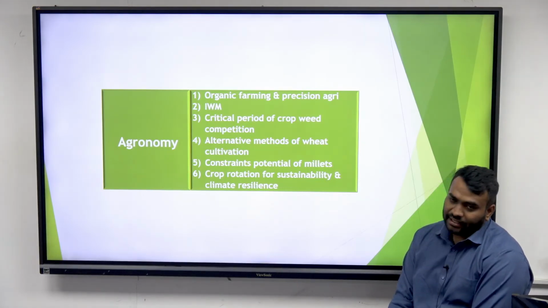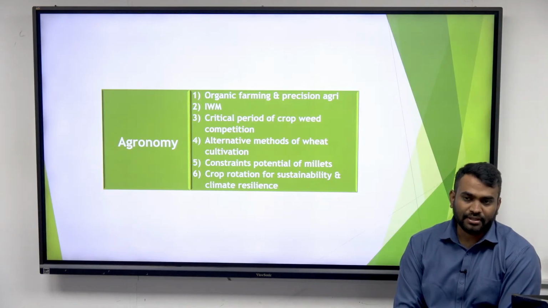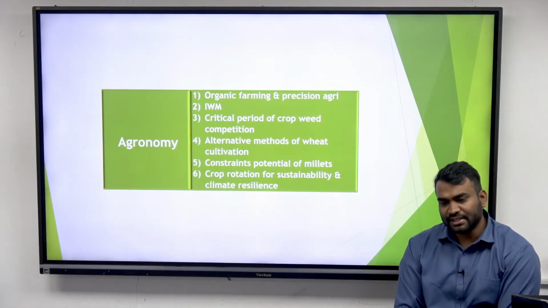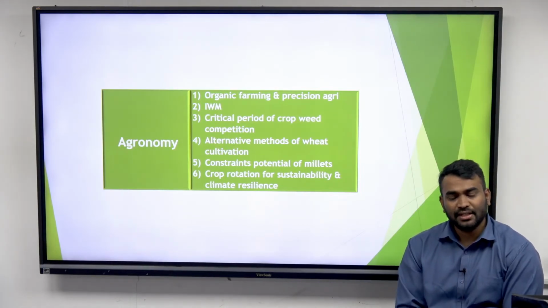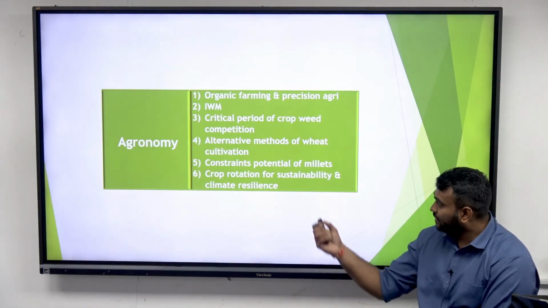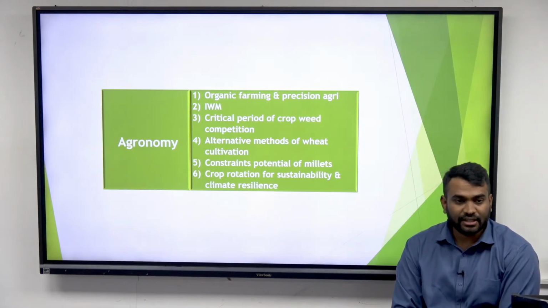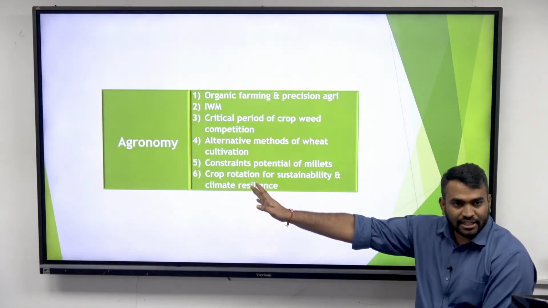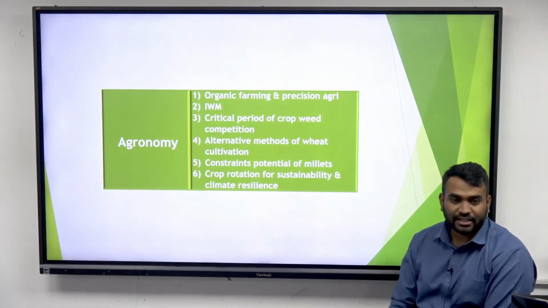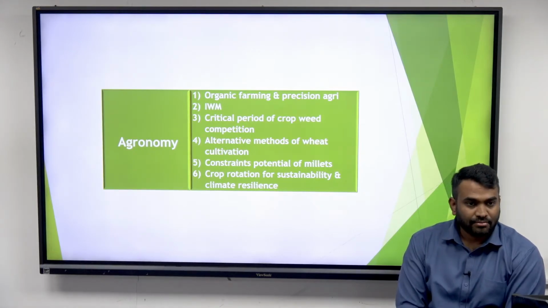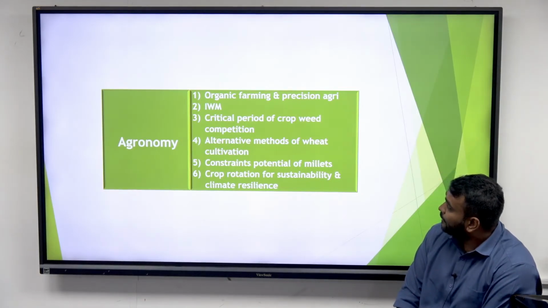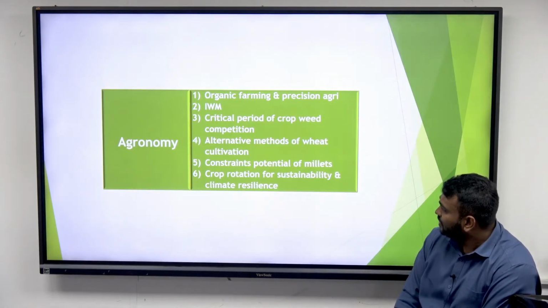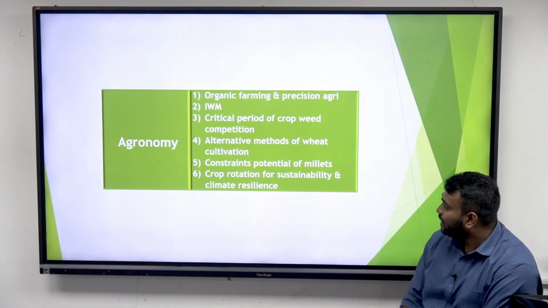So the next one is crop rotation. If you look at every year's question paper, at least one question on the fundamentals will be there, for example crop rotation, tillage, or intercultivation. One specific basic question will be there, and the rest will be applied ones. So I think this year it could be crop rotation for sustainability and resilience. The crop rotation could be there 100%. The second part I am predicting is sustainability and climate resilience, but it could be something else also. But if you know the basics, you can write for other topics also. So here I will explain alternative methods of wheat cultivation first, and then we'll speak about constraints of millets, right?